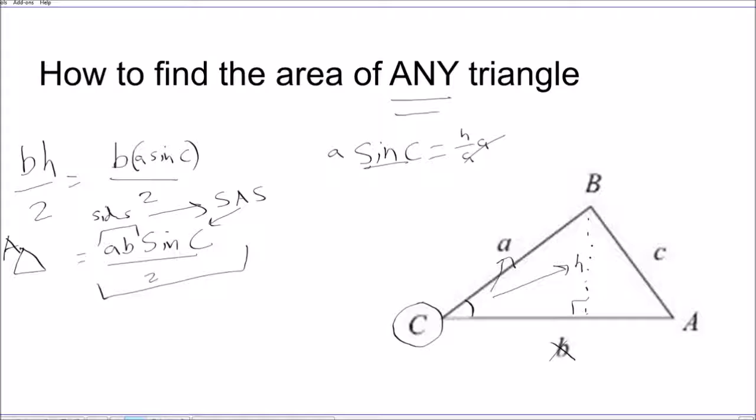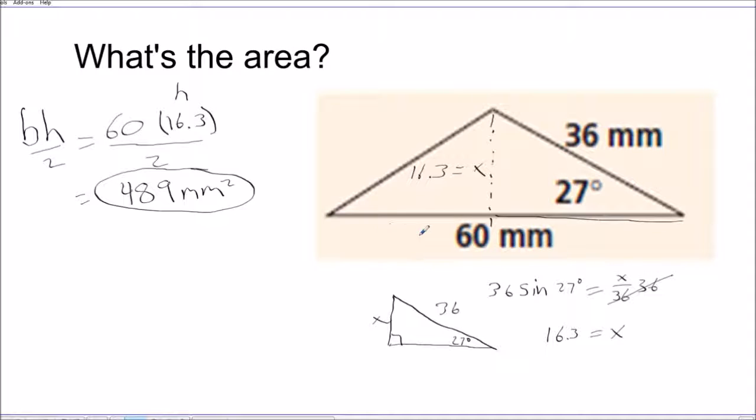Now, let's go back to the first example we did and double check ourselves. That was our old method. Let's use our new method. 1/2, or let's do it as divided by 2. We're going to do AB, so 60 times 36, sine of the angle, so sine of 27, and it's calculator time. 60 times 36 times sine of 27 divided by 2, and I get, it rounds to 490.3.